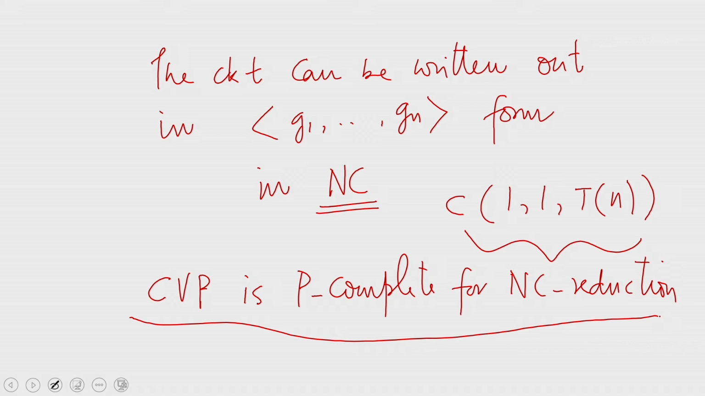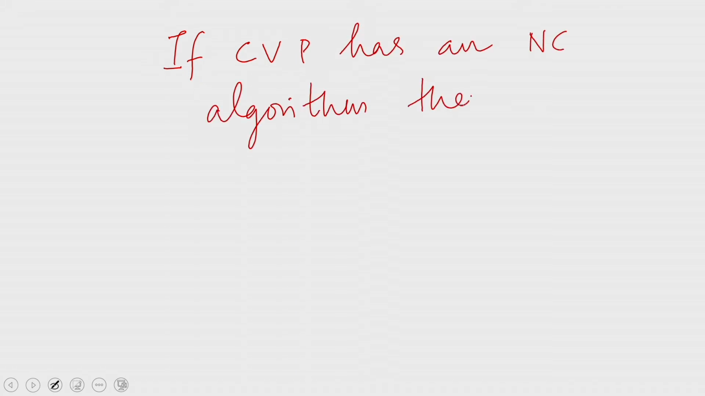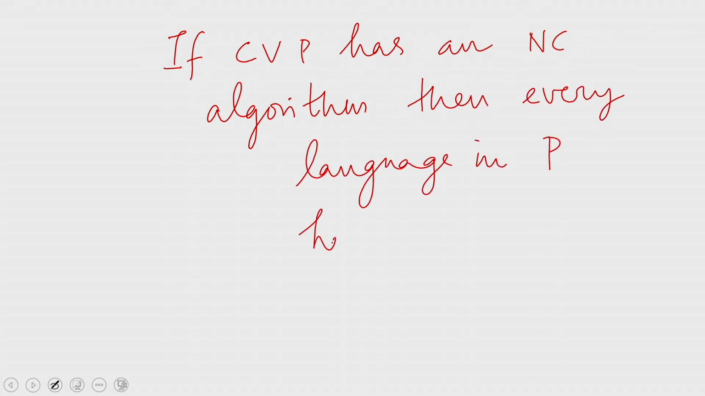But then what it means is that if CVP has an NC algorithm, then every language in P has an NC algorithm. How do we show this? Suppose this is the hypothesized NC algorithm for CVP. Of course, no such algorithm is known. Suppose this runs in order of log n power k1 time using n power k2 processors.